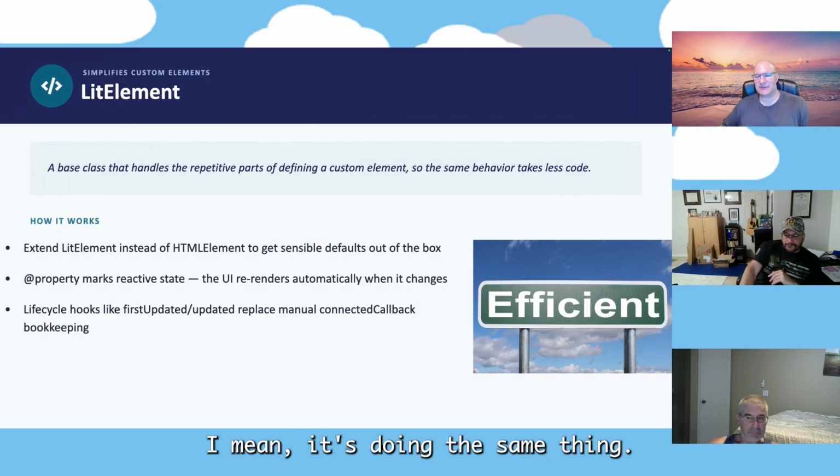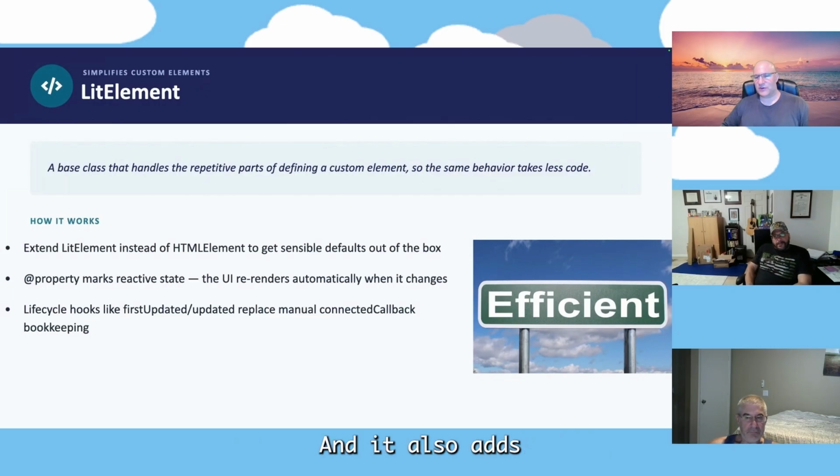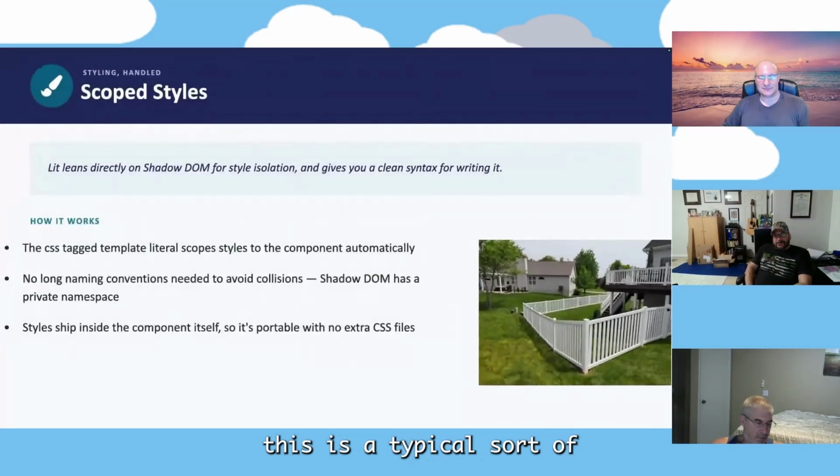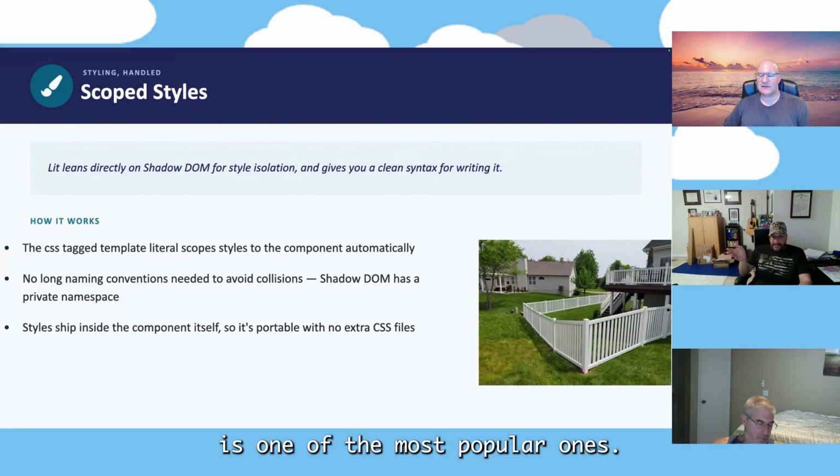I mean, it's doing the same thing. It's making it simpler, and it also adds some beneficial behaviors. And just so everybody knows, this is a typical sort of technology life cycle. There's hundreds and hundreds of these libraries that allow you to create custom DOM things, custom HTML. React is one of the most popular ones, Angular. There's hundreds and hundreds of them.